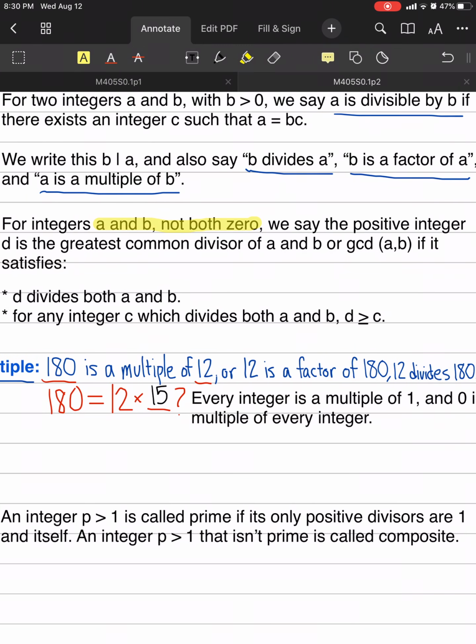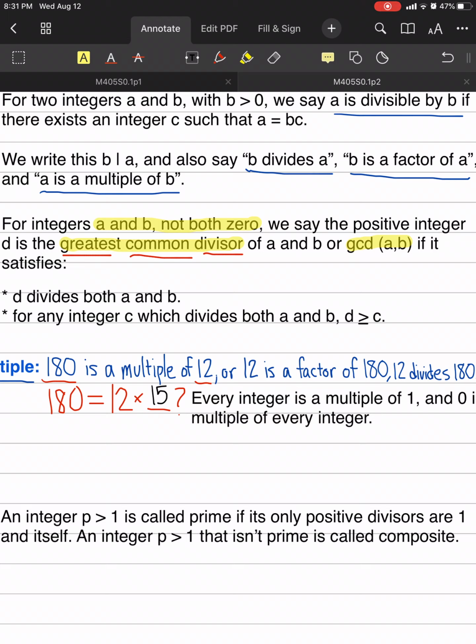And we say that if we get a positive integer that satisfies these two conditions that we'll get to, we call it the greatest common divisor of A and B, or we abbreviate that GCD of A and B, like GCD parentheses A comma B. And we have two conditions for this. And you can almost guess what they're going to be by the name of the definition. We're calling this the greatest common divisor, right? Greatest common divisor. So we need a couple things here.